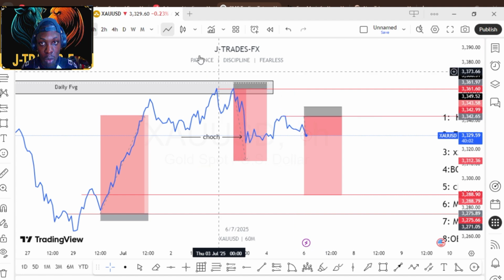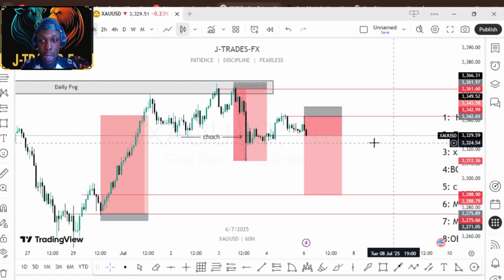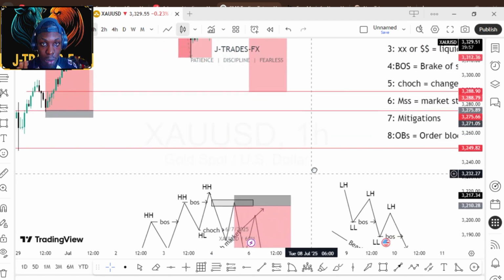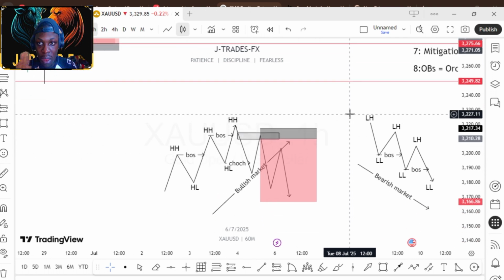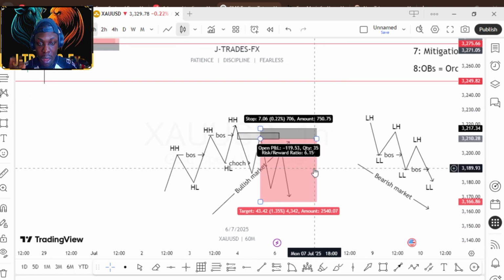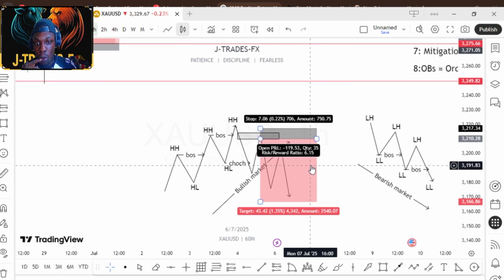So the market came back to retest that change of character. Now the market is selling. That's how SMC works. Very simple. If you understand this concept, it will be hard for you to lose a trade.